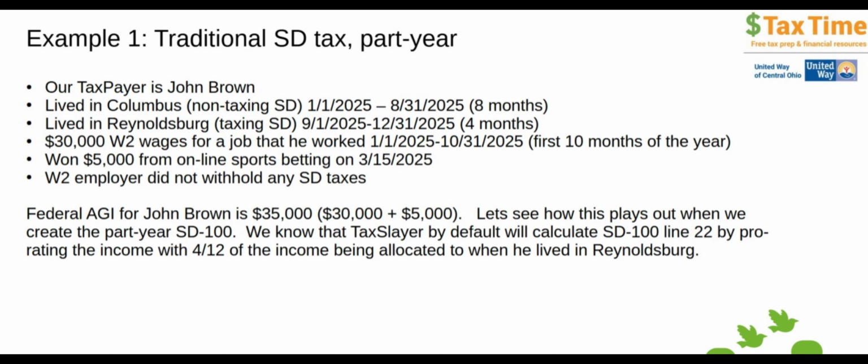So let's see how this plays out when we create the SD100. We know that by default, TaxSlayer is going to calculate the Reynoldsburg taxable school district base by prorating the income by approximately 4/12, 4 months of the 12 months when he was living in Reynoldsburg.